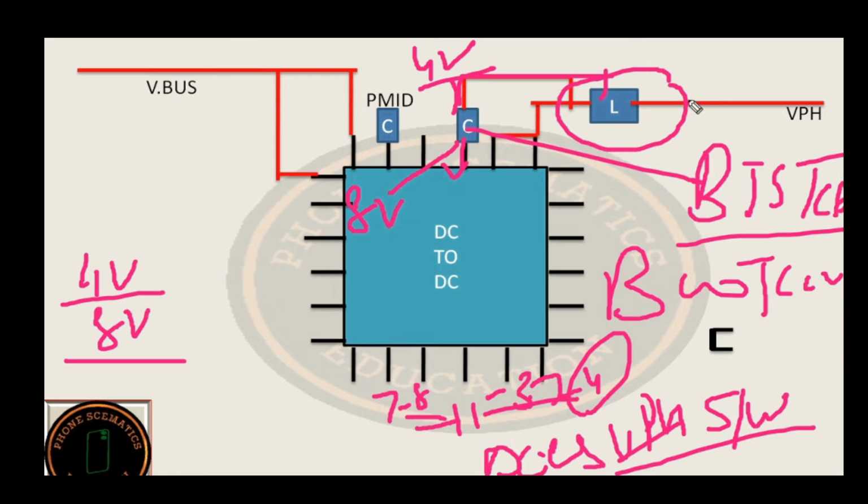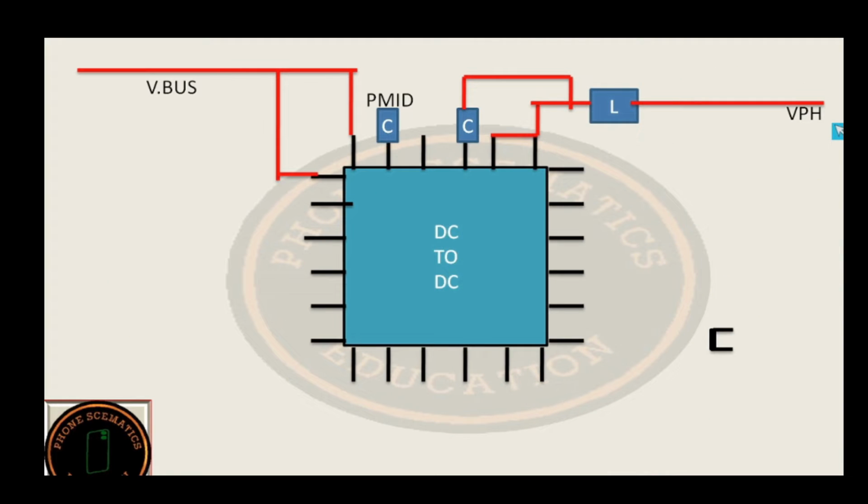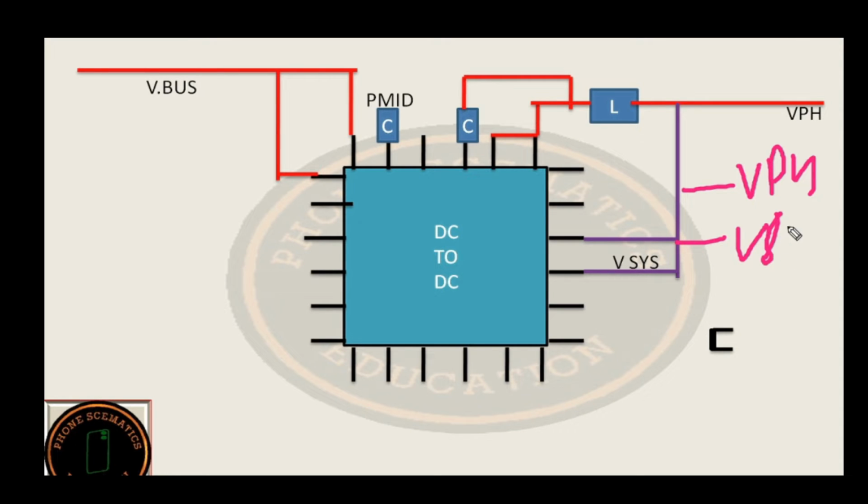Now this is the VPH coil. What is the VPH coil? I told you in the previous video, so please check out the previous video. Now after this, a line goes back to this IC. Same line, called V system in MediaTek and VPH line on Qualcomm. Right? V system in MediaTek.